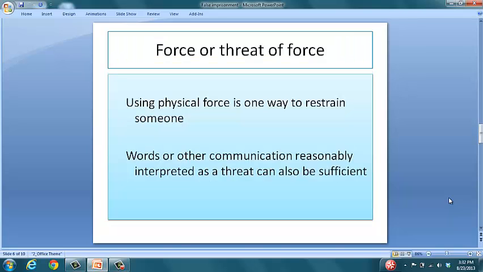The third element is force, or threat of force. To satisfy this element, plaintiff may show that defendant physically forced the confinement, but it is also enough to show that defendant threatened force, and that the threat was enough to intimidate plaintiff into compliance. It may sometimes be difficult to distinguish what a reasonable person would consider was sufficient threat of force versus whether the plaintiff has voluntarily agreed to be confined, and that will be fleshed out in your reading and discussions.